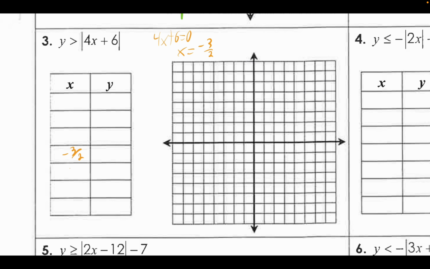The next numbers greater are negative 1, 0, and then 1, and then less would be negative 2, negative 3, and negative 4. And the y values, as I plug these in, I'd encourage you to plug them in on your own if you haven't been already, and then figure out what they would be, but I will tell you now they are 10, 6, 2, 0, 2, 6, 10.